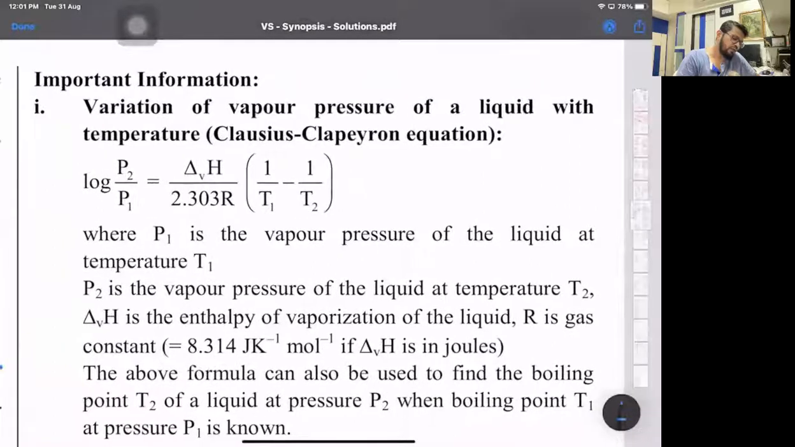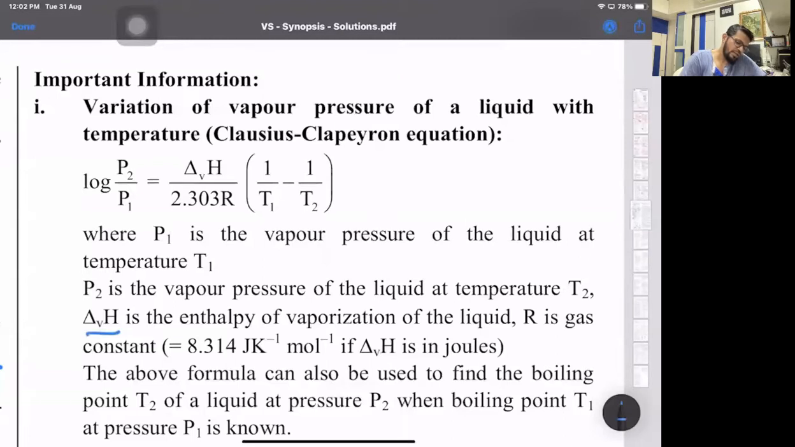Then variation of vapor pressure with temperature, the Clapeyron equation. This is an extra part, relating it to the thermodynamics part: log of P2 by P1 is delta H of vaporization, liquid to gas, upon 2.303 R, into 1 upon T1 minus 1 upon T2. We'll be doing a similar equation in chemical kinetics, with respect to the rate constant, a similar type of equation, where P1 is the vapor pressure of the liquid at temperature T1 and P2 is at temperature T2.